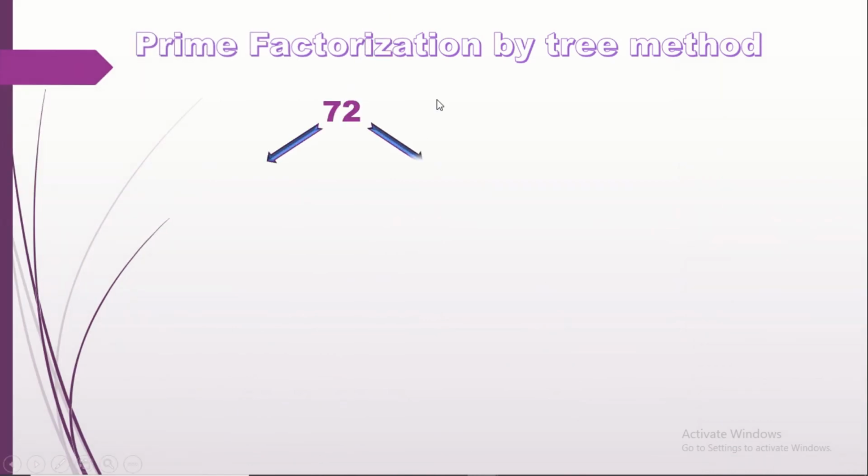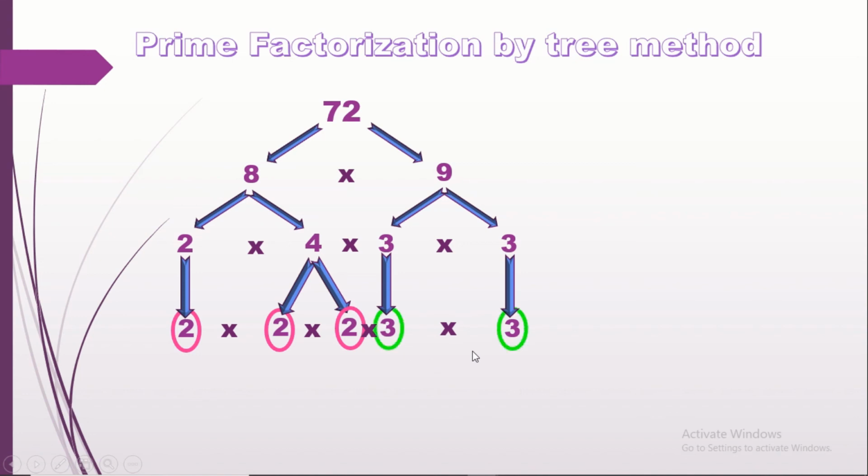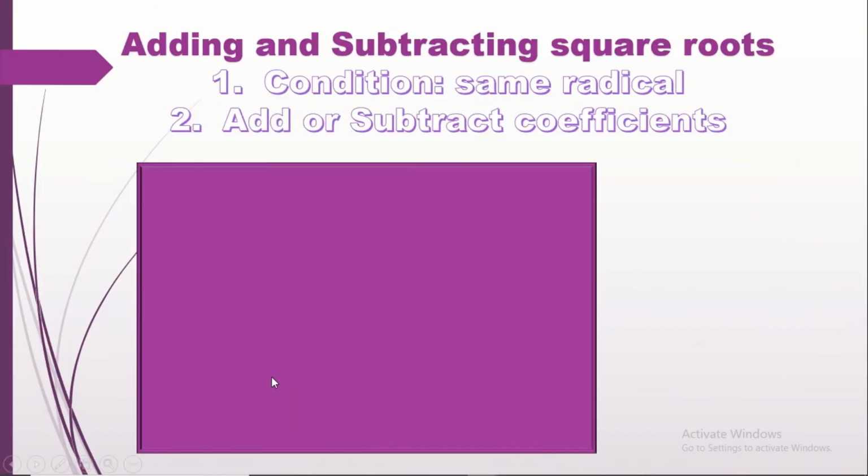We can also perform a tree method to write the prime factorization. You know that 72 is 8 times 9, 8 is 2 times 4, 9 is 3 times 3. Also 4, we can write as 2 times 2. Now all these numbers are prime numbers. Here we can count them. We can say that 72 is 2 power 3 times 3 power 2, since we have three 2s and two 3s. In this case, we can solve radical 72.